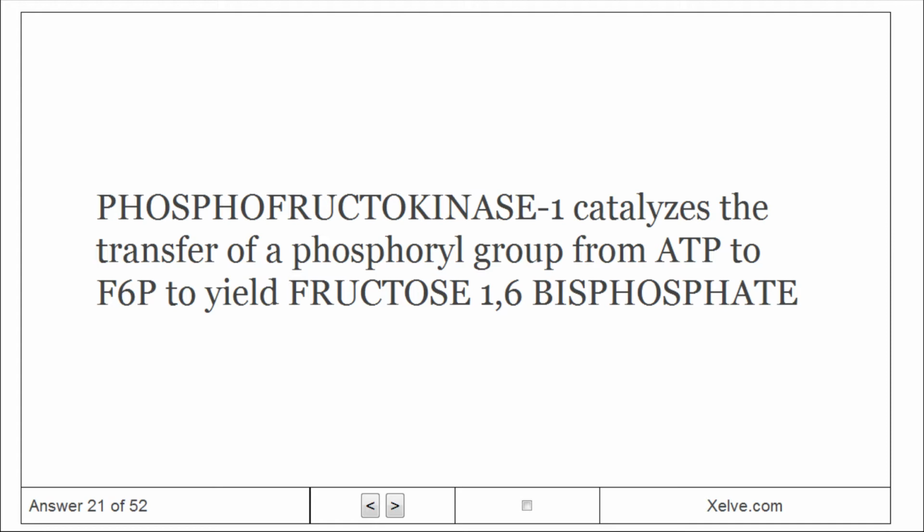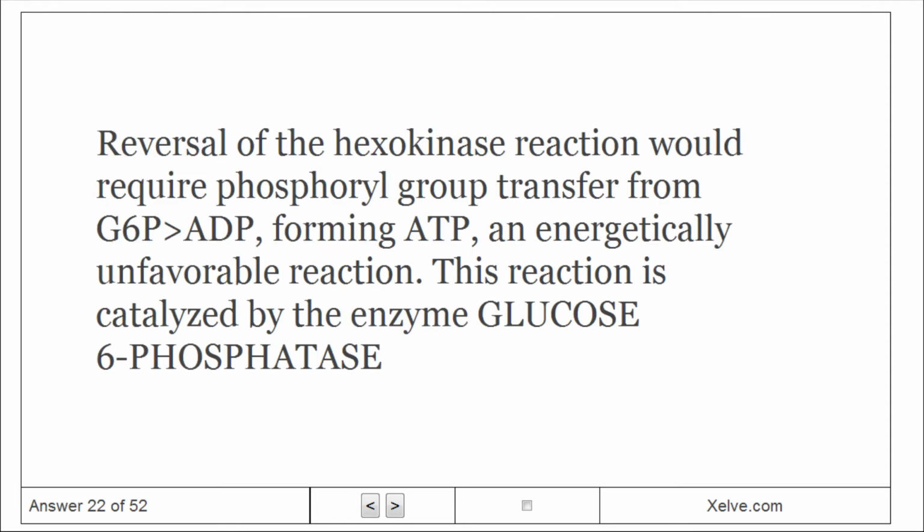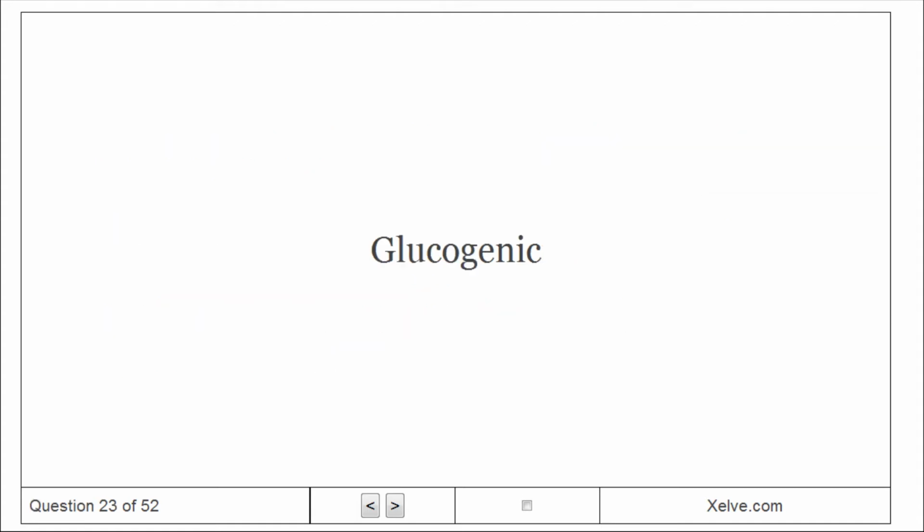Phosphofructokinase-1 catalyzes the transfer of a phosphoryl group from ATP to F6P to yield fructose 1,6-bisphosphate. G6P to glucose. Reversal of the hexokinase reaction would require phosphoryl group transfer from G6P to ADP, forming ATP, an energetically unfavorable reaction. This reaction is catalyzed by the enzyme glucose 6-phosphatase.